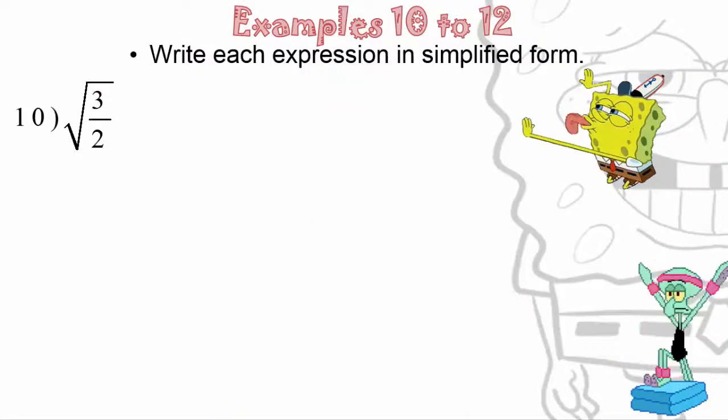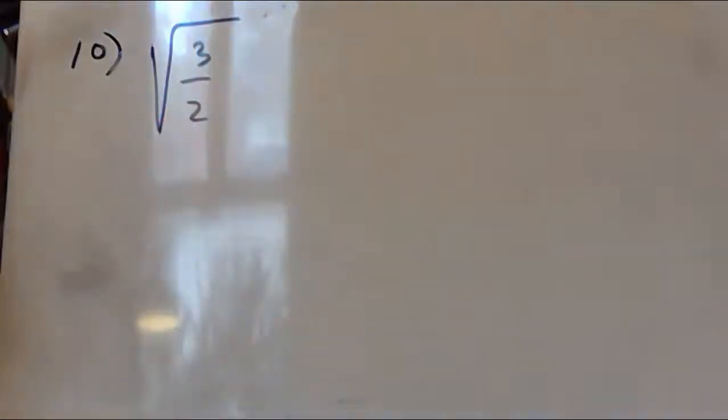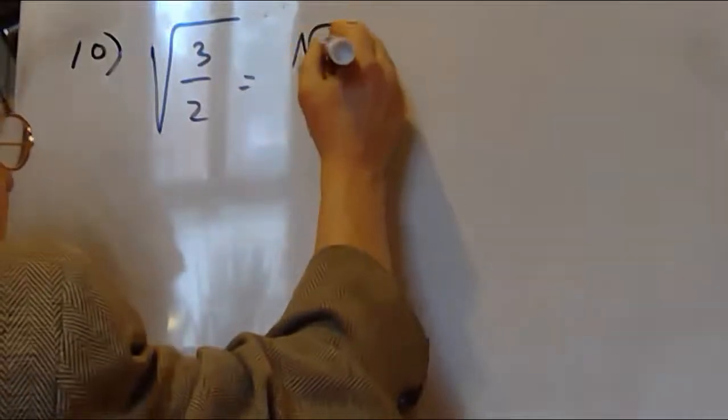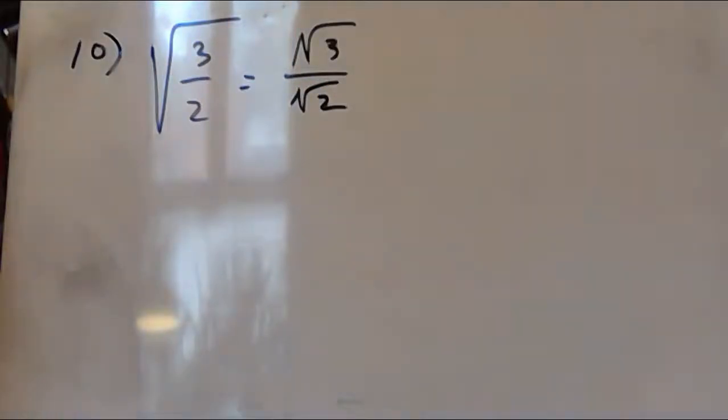In example number 10, we're asked to simplify square root of 3 over 2. And here we have a fraction inside the radical sign, so we have to simplify it to make sure that it is not like that. So let us go over to the whiteboard and see how we would simplify this one. We have 3 over 2. Just right off the bat, that's no good, because 3 over 2 is a fraction under a radical sign. So I'll just rewrite that, because I can't reduce that any further.